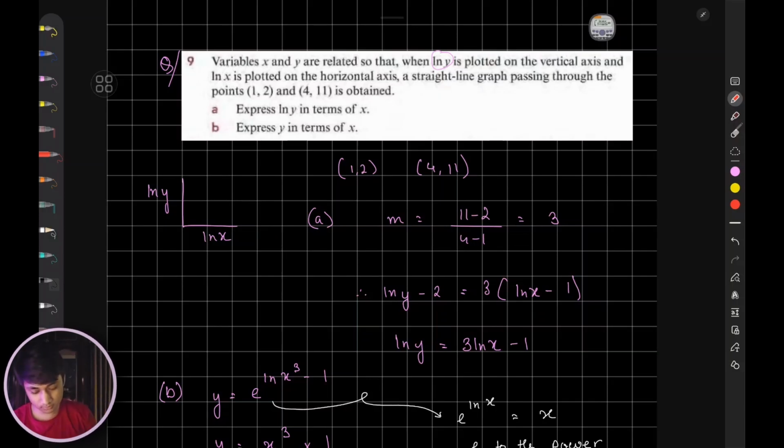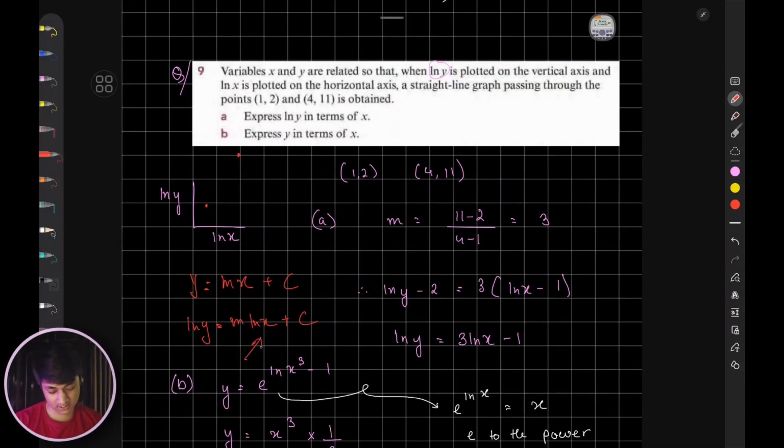Okay. So ln y on the vertical axis, ln x on the horizontal axis. Great. And they've given you 2 points. 1, 2, which is 1 and 2 over here, and 4 and 11 somewhere over here. Fair enough. So you know the 2 points. What are they asking you to find? Find an expression in terms of x for ln y. Now, if it's a straight line, it's going to follow this mx plus c. But they want it in terms of what? ln y is equal to m ln x plus c. Okay, fair enough.